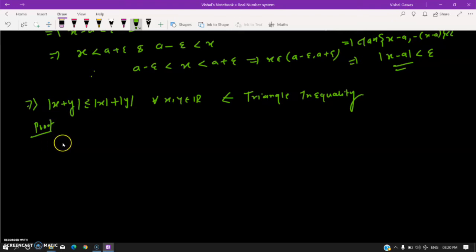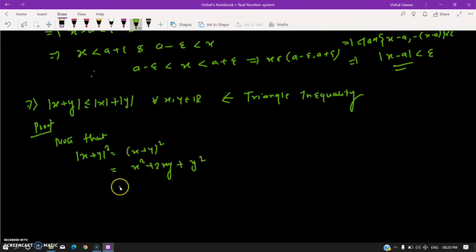Note that (x plus y) squared is nothing but (x plus y) squared. This would be x squared plus 2xy plus y squared if I use the binomial theorem. But x squared is nothing but modulus of x squared, plus 2 times xy, plus modulus of y squared, right?